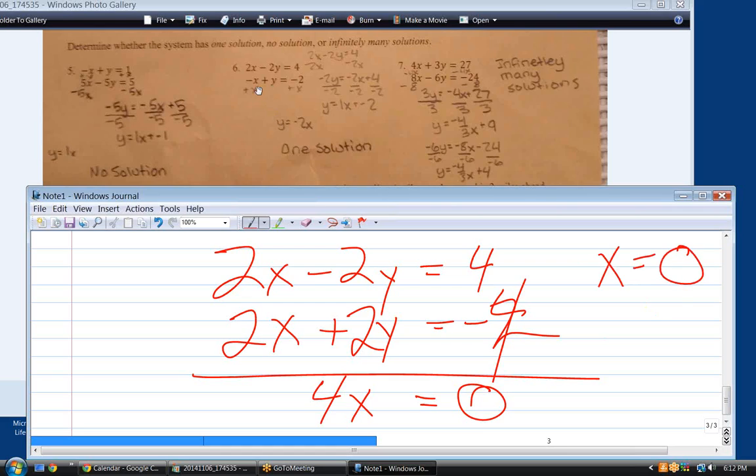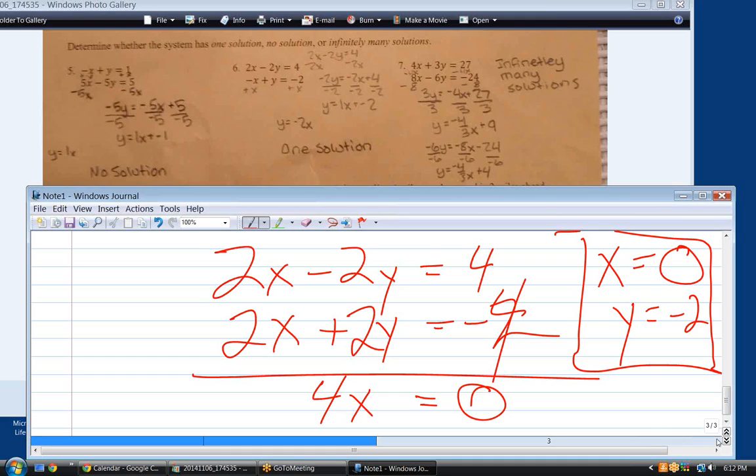Okay, and now if x is 0, y would have to be minus 2. Now let's test that on the first equation and see if that's correct. 2 times 0 minus 2 times minus 2 is equal to 4. So that would be one solution. Exactly. In other words, we can solve that. That's all you need to really do to figure out whether it's one or none or infinitely many: if you can solve it, you know you got one.